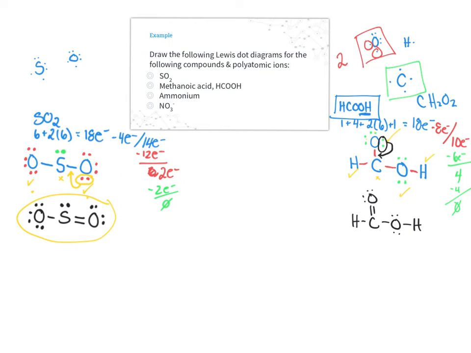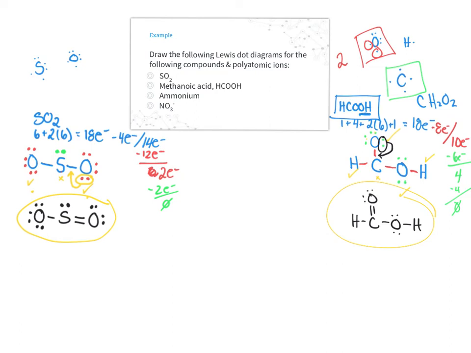We can also check to see about this bonding. Again, each oxygen would like to bond twice if it could. This oxygen has bonded twice, and this oxygen has bonded twice. So this is the best representation of methanoic acid. All right, last one here, or last 2, sorry, ammonium.